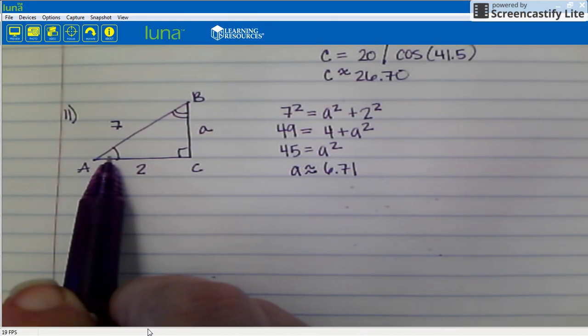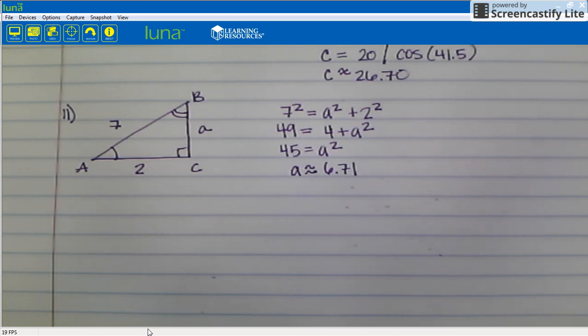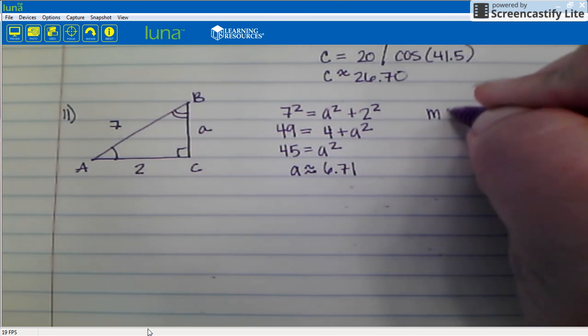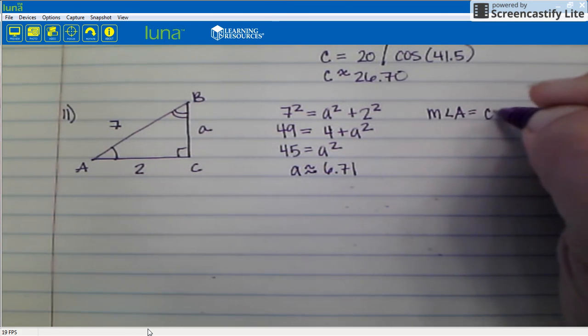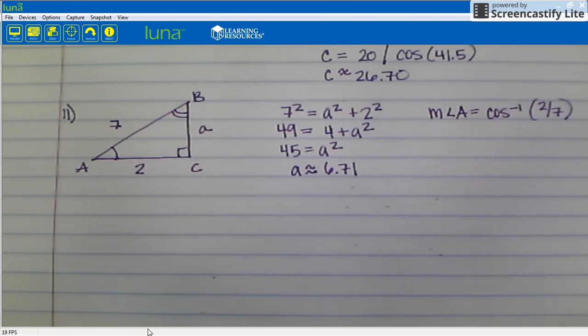Now, to find my angles, I'm going to use an inverse trig function. So to solve for angle A, I have adjacent and hypotenuse, so I'm going to use the inverse of cosine. So the measure of angle A is equal to the inverse of cosine of 2 over 7.